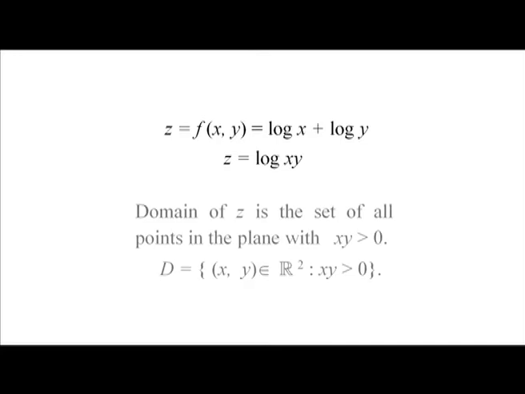Hence, the domain of z is the set of all points in the plane with the product xy strictly greater than 0. That is, D is the set of all ordered pairs (x, y) in R^2 such that the product xy > 0. That is, the domain is the set of all points in the first and third quadrants excluding the boundary by the x and y axes.